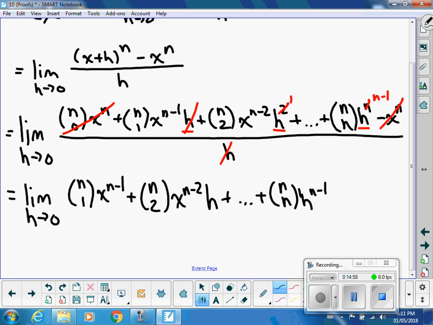Now I can substitute in my 0 for h. What's going to happen? Well, the first term, nothing will happen because I don't have an h anymore. But every single thing I have left has an h, right? So when I substitute in 0, all those terms in the middle, everything else is going to disappear because I can multiply by 0 in every other expression. So this is equal to n choose 1, x to the n minus 1.